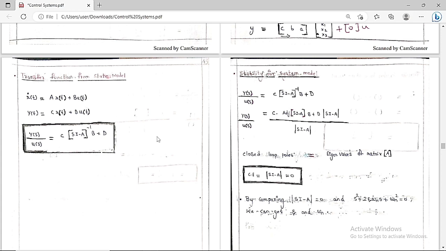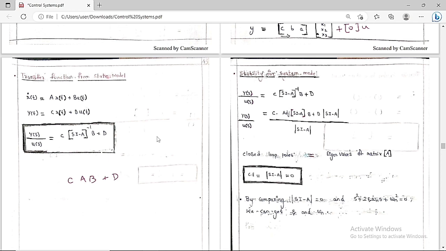The shortcut is C A B cap plus D. Here C is used, A is used, B is used, and the remaining thing is D. So the shortcut is CAB cap plus D. Therefore, C into (sI minus A) whole inverse into B plus D. This formula you always have to keep in your mind. The transfer function formula is equal to C into (sI minus A) whole inverse into B plus D.